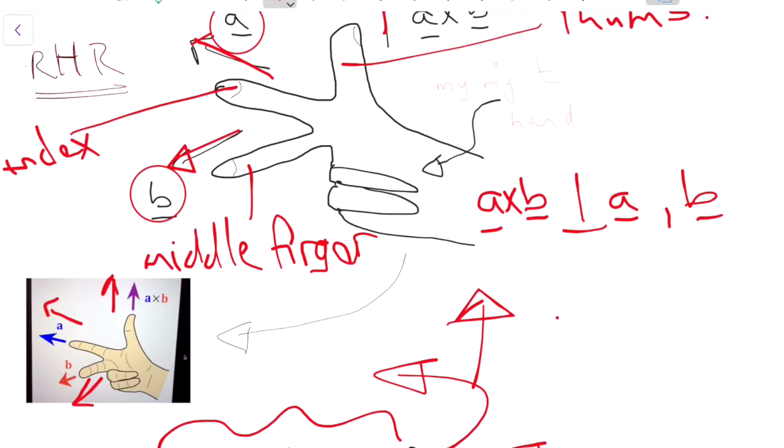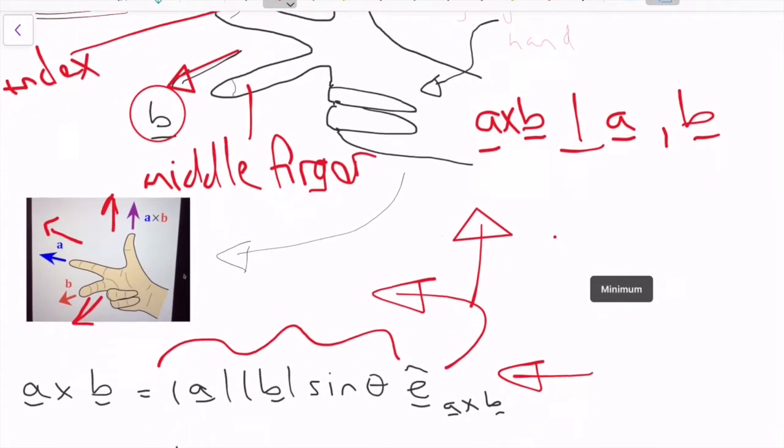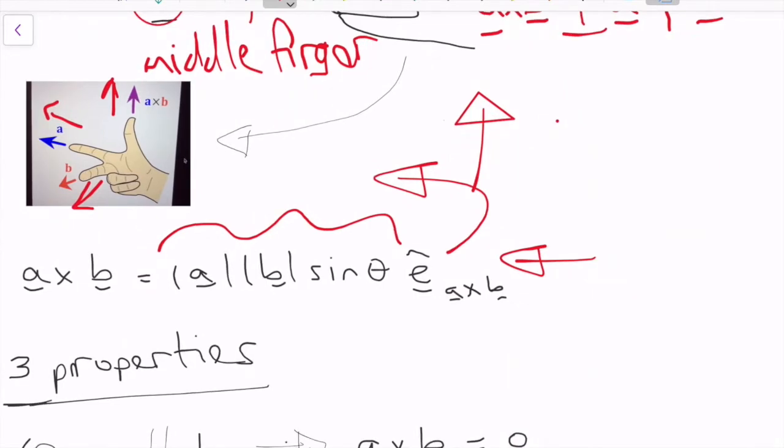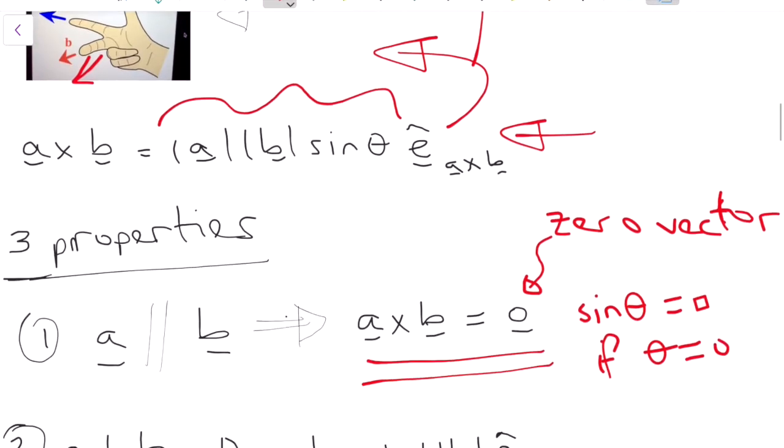So immediately looking at this definition, we can find three properties. So the first one is quite simple. Well, if A is parallel to B, then A cross B must be 0. And this is the 0 vector, just for correctness. But you should treat it as exactly the same thing. So why is that? Well, it's because sine theta is 0 if theta is 0.